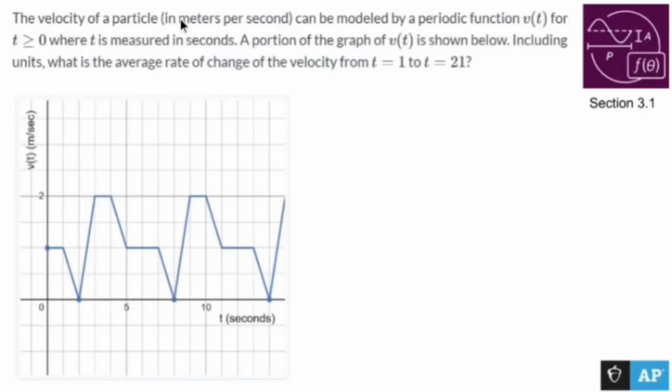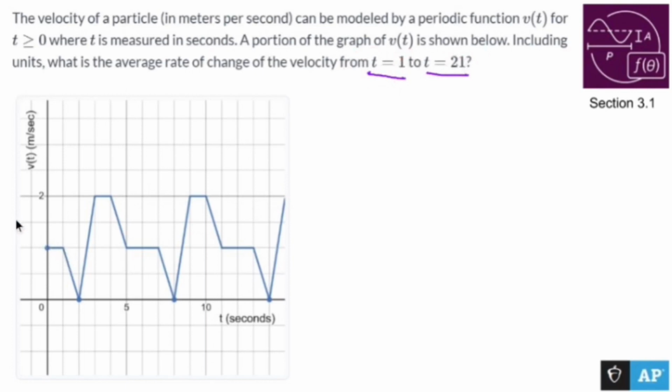The velocity of a particle in meters per second can be modeled by a periodic function v of t for t greater than 0. So basically you have this object moving, and this is going to be the velocity. Here is your graph showing that. You have this weird periodic function, which means it repeats every now and then. A portion of the graph is shown below. Including units, what is the average rate of change of the velocity from t equals 1 to t equals 21?